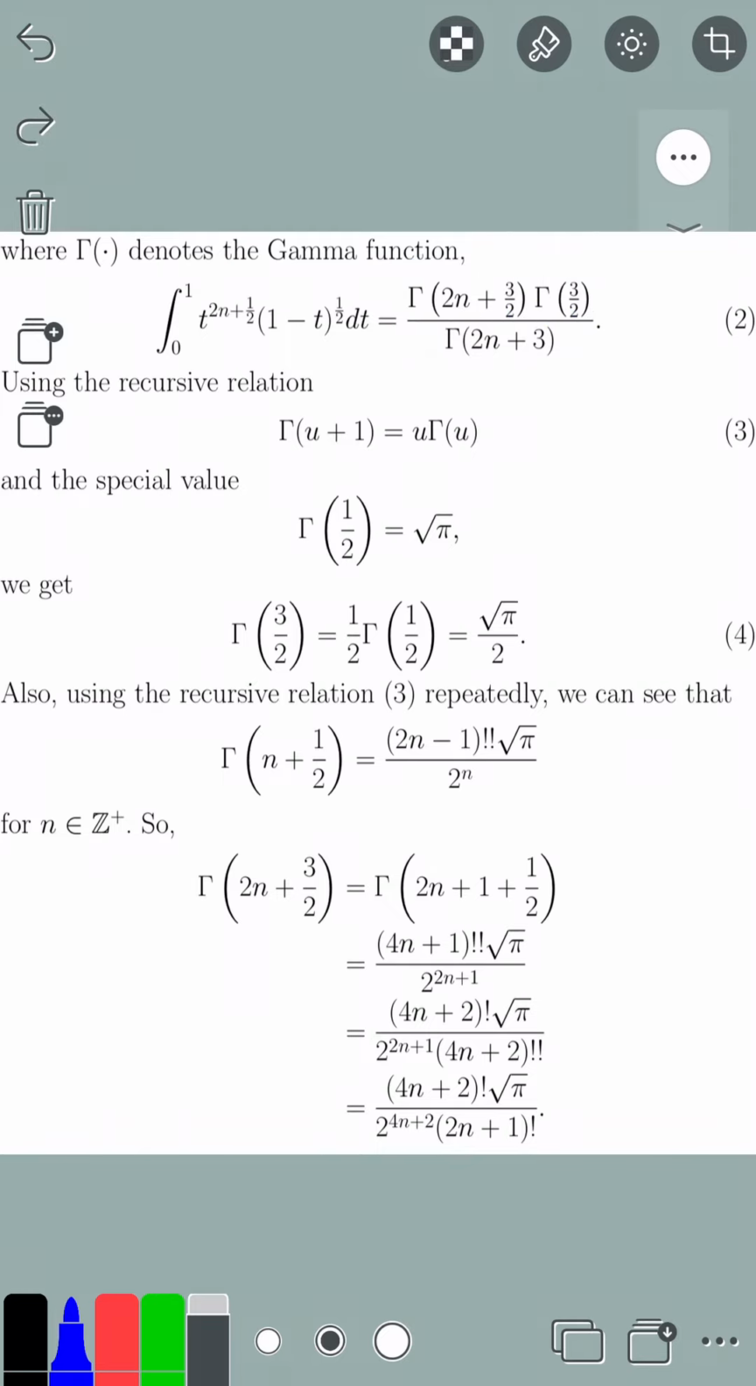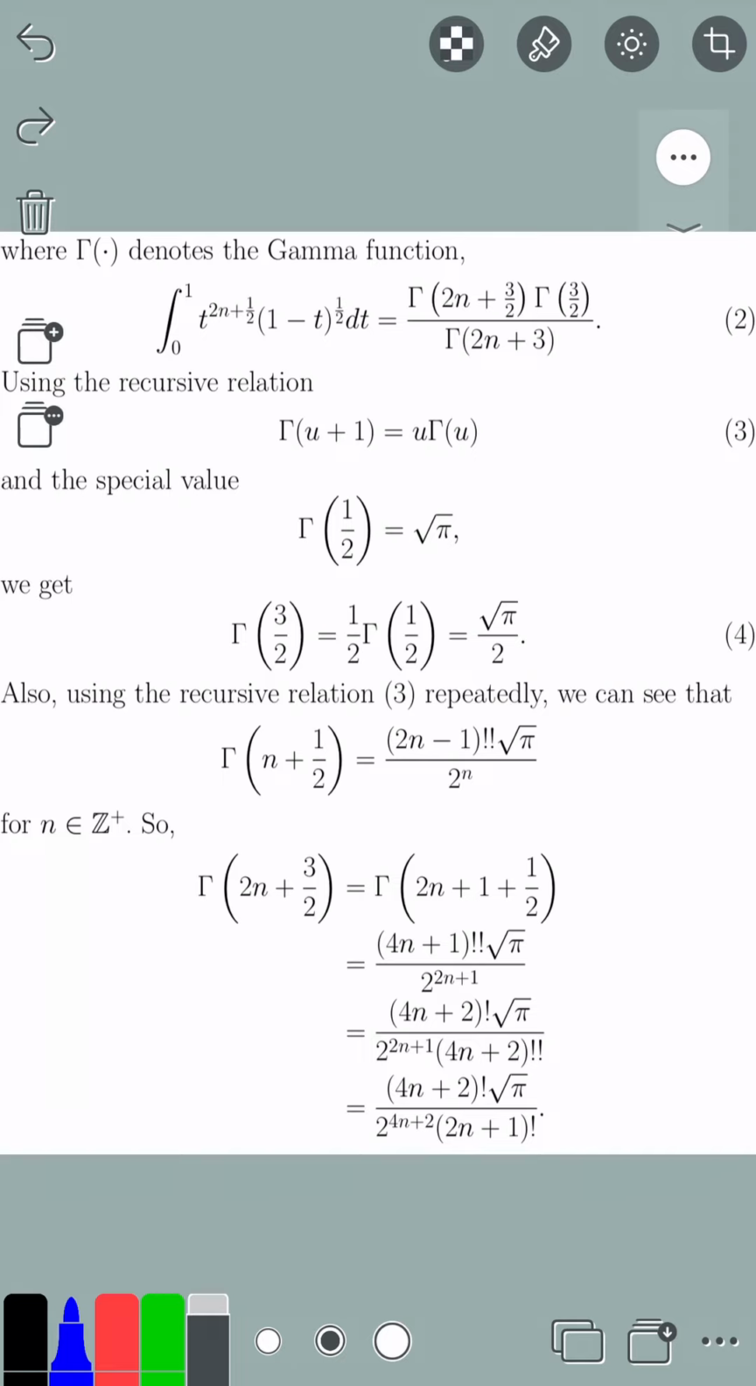Using the recursive relation of the gamma function, gamma of u plus 1 is equal to u times gamma of u, and using the special value gamma of 1 half is equal to square root of pi, gamma of 3 halves, which is gamma of 1 half plus 1, is equal to 1 half times gamma of 1 half, which is equal to square root of pi over 2. So that's the value of gamma of 3 halves.